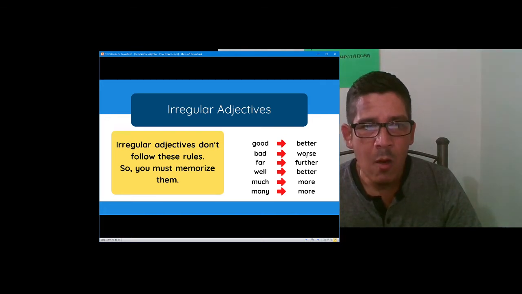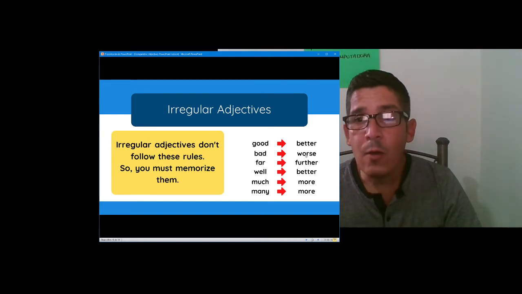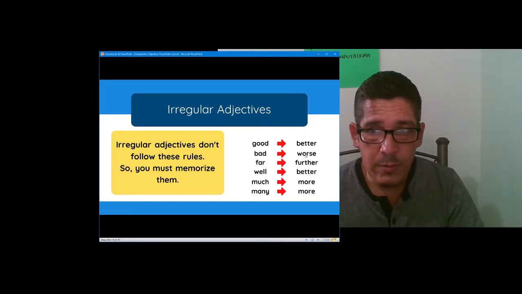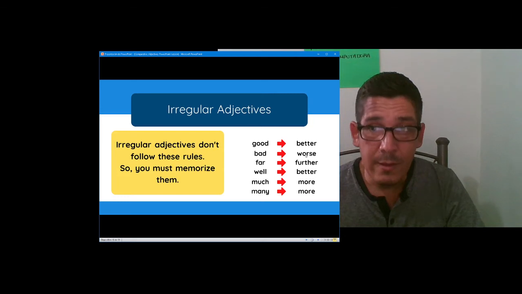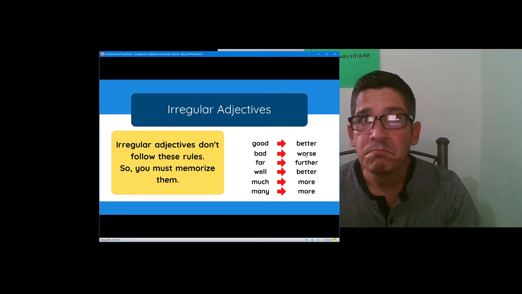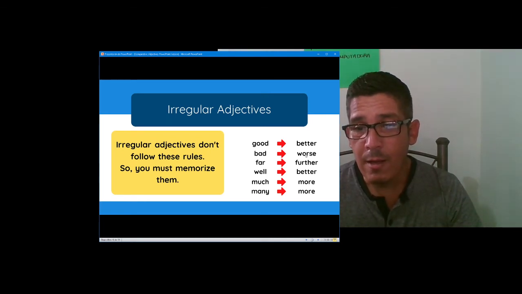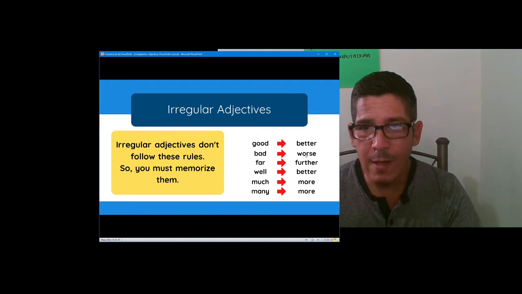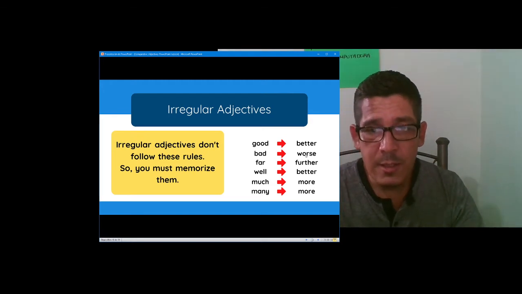You can use also well, but with well, you are going to say better. Okay? With much, you are going to say more. And with many, you are going to say more. Okay? So you have to memorize those irregular adjectives because there is no rule for you to change them. Why? Because they are irregular. As well as in the verbs, we have irregular verbs. Within the adjectives, we have irregular adjectives.